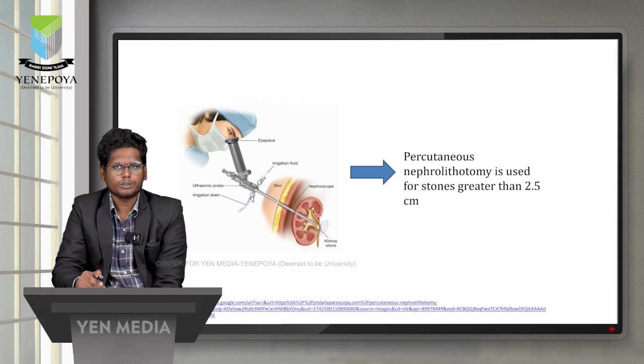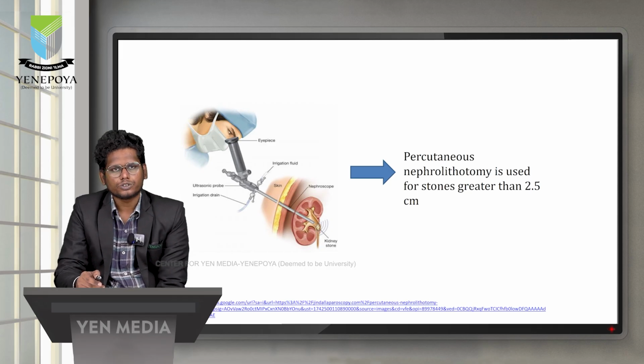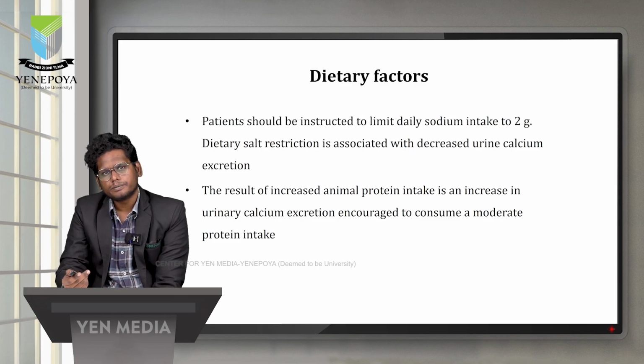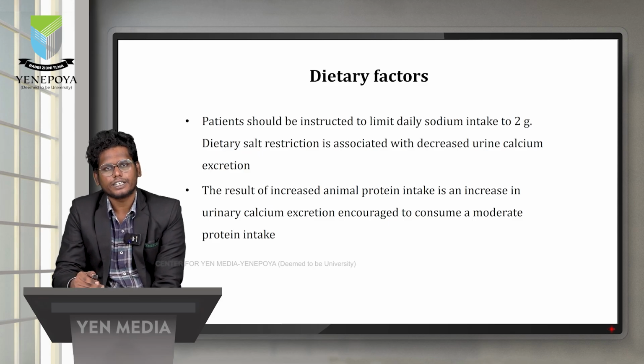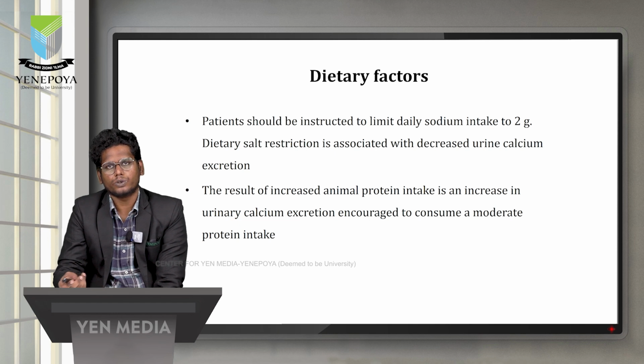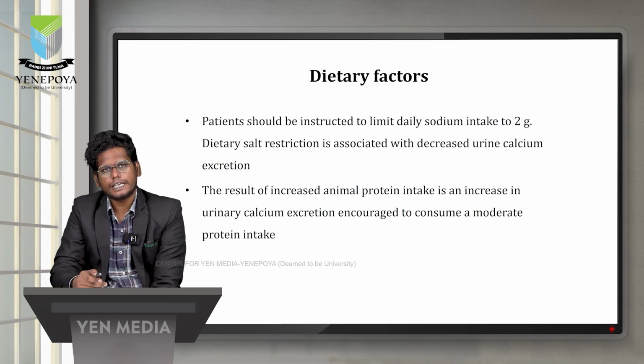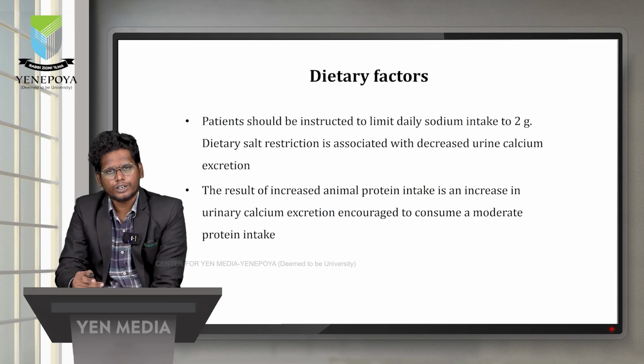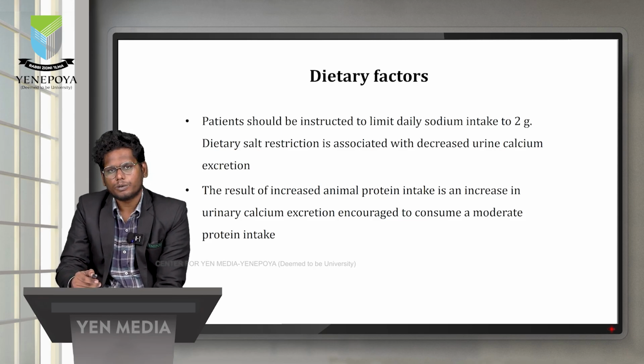Percutaneous nephrolithotomy is used for stones greater than 2.5 centimeters, and it is used to remove the stones. Another treatment method is diet. Patients should be instructed to limit sodium intake to 2 grams. Dietary salt restriction is associated with decreased urine calcium excretion. Increased animal protein intake results in increased urinary calcium excretion, so patients with kidney stones are encouraged to consume only a moderate protein intake.